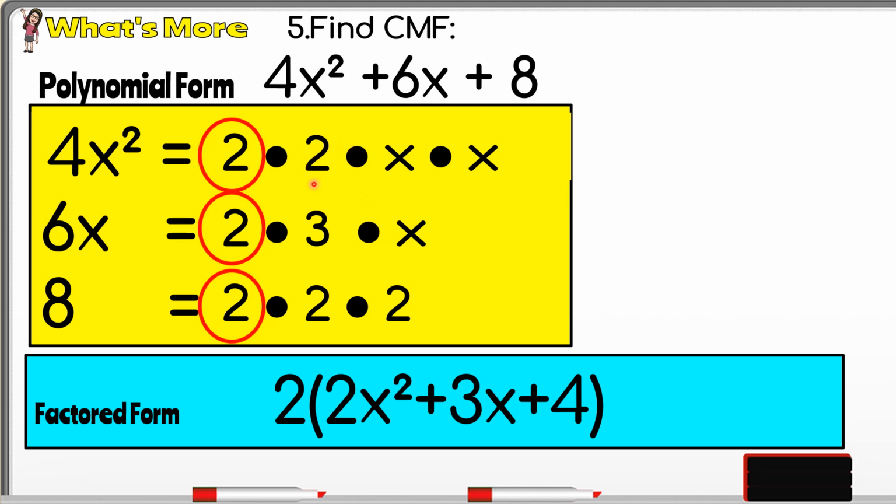So, as you can see here, sa first term natin, ang natira ay 2 times x, and that means 2x squared. 3 times x, that will give you 3x. And 2 times 2, that will give you 4. And then you just copy the sign, no? Plus sign, plus sign. So, therefore, the factored form of 4x squared plus 6x plus 8 is 2 quantity 2x squared plus 3x plus 4.